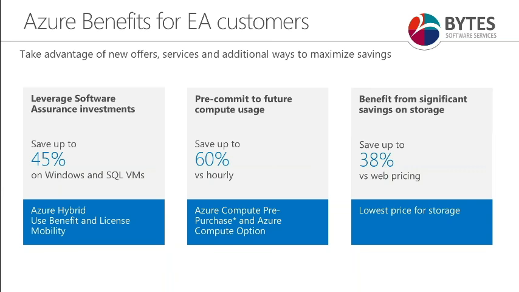Now, if you're buying Azure online directly from Microsoft, then there are again some significant savings through the enterprise agreement or server and cloud enrollment. They're around about 38% less by buying through the EA or server and cloud enrollment than web pricing.